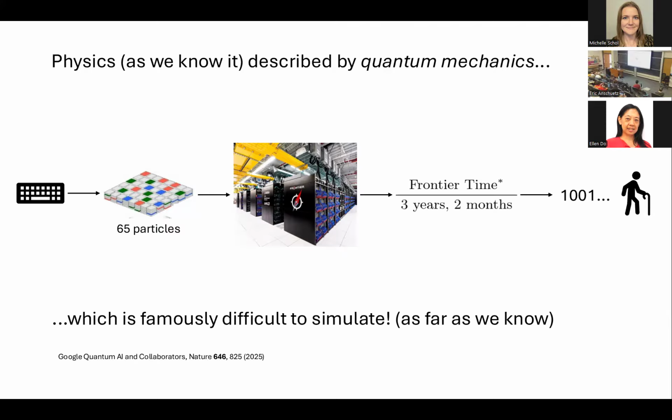obeying the laws of quantum mechanics. And they estimated how long it would take to perform this computation on the frontier supercomputers. So this is like the third largest supercomputer in the world. It's at Oak Ridge National Labs.